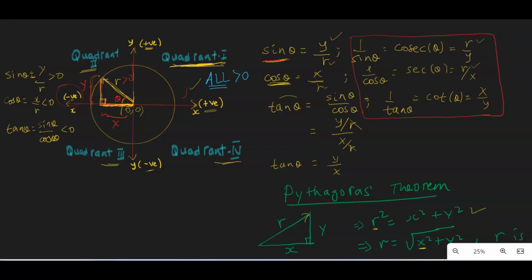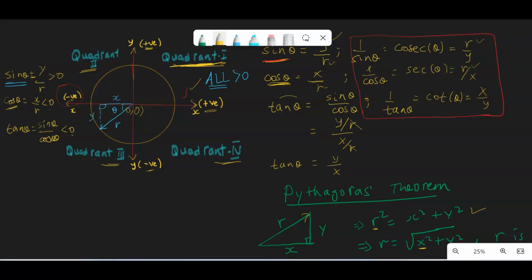Alright, so the reciprocal functions are all the same. If sine of theta is greater than 0, then 1 over sine of theta, which is the cosecant function, is also greater than 0. If cosine of theta is less than 0, then 1 over cosine of theta must be less than 0. If tangent of angle theta is less than 0, 1 over tangent theta, which is cotangent theta, should be too. Next, let's say quadrant 3.